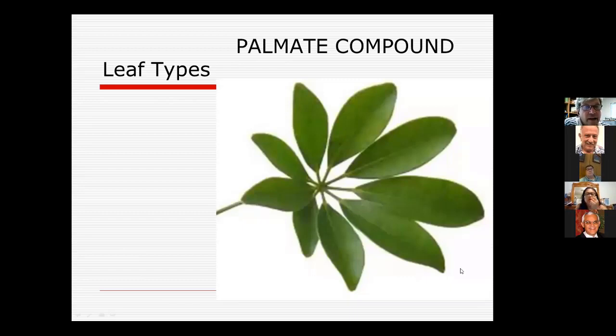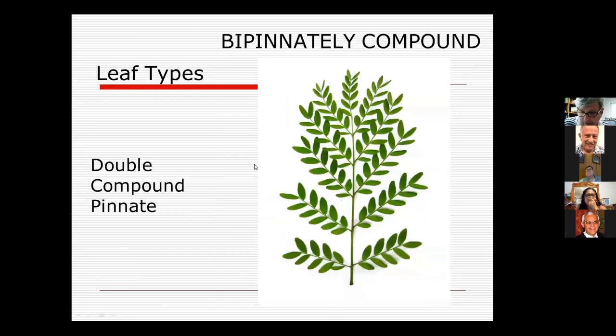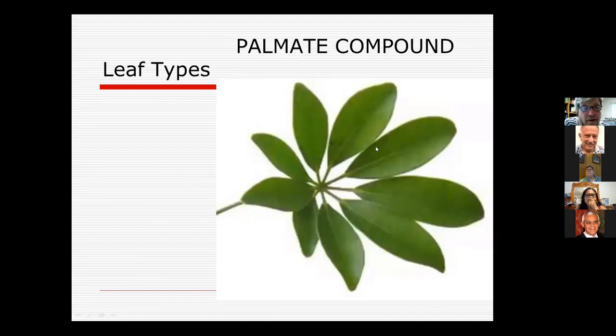This is a compound palmate leaf of a Hawaiian Schefflera. Again, here's the petiole that goes out and attaches to the stem. Oh, I'm sorry, got ahead of myself. Each one of these is a leaflet, because if you look in the center here, there is no bud. This does not create a new branch out of here. Okay, so that's a compound palmate leaf.